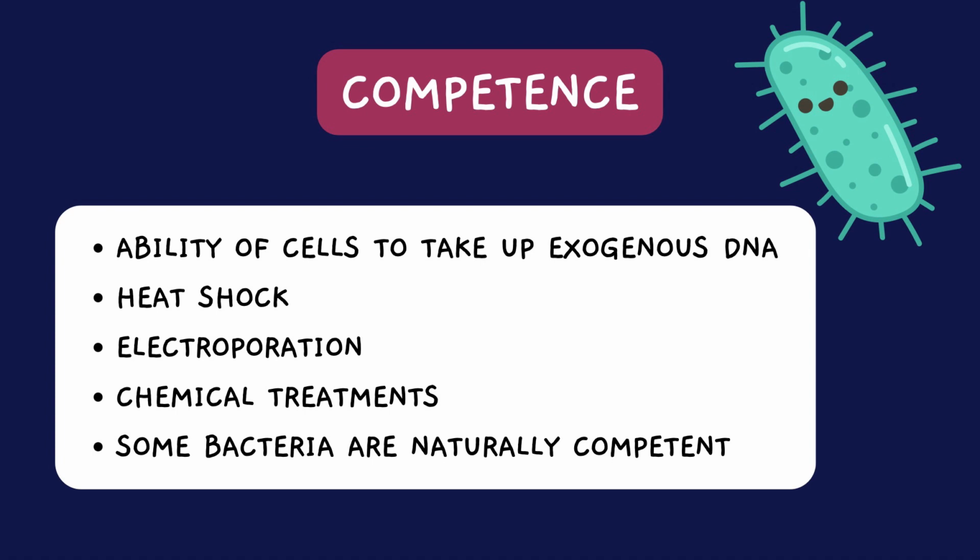Bacterial competence refers to the ability of cells to take up exogenous DNA. Competence can be induced artificially through methods like heat shock, electroporation, or chemical treatments. In heat shock method, the bacterial cells are exposed to a sudden increase in temperature, typically around 42 degrees Celsius, followed by rapid cooling on ice. This thermal shock destabilizes the cell membrane, allowing DNA molecules to enter the cell.